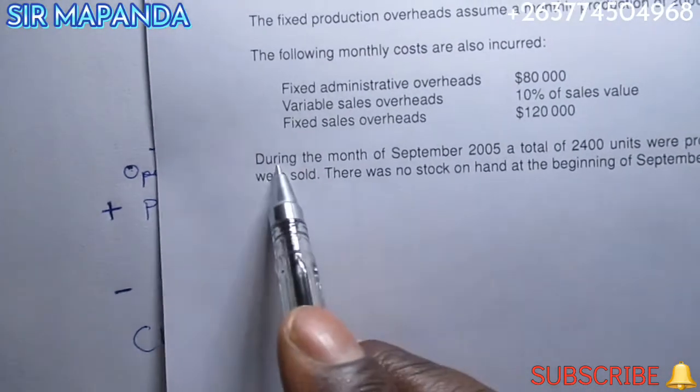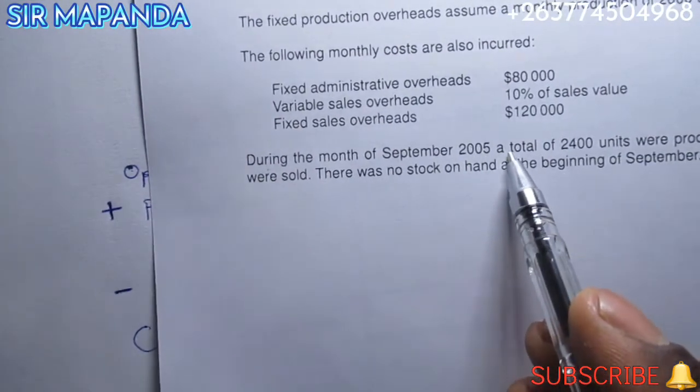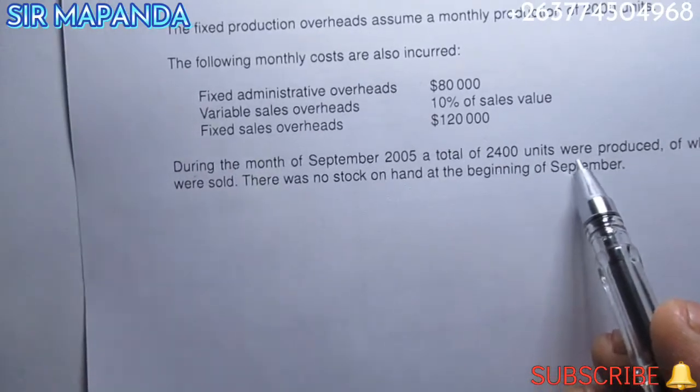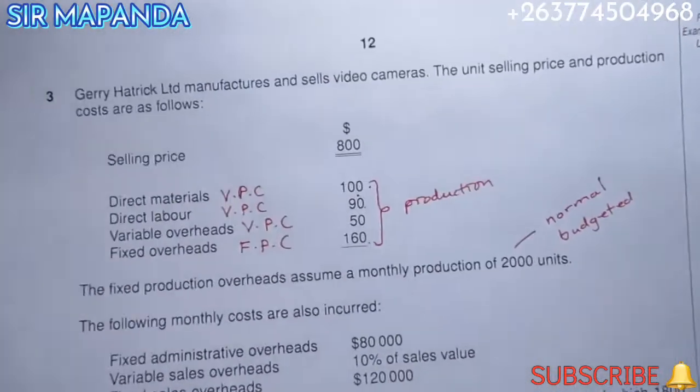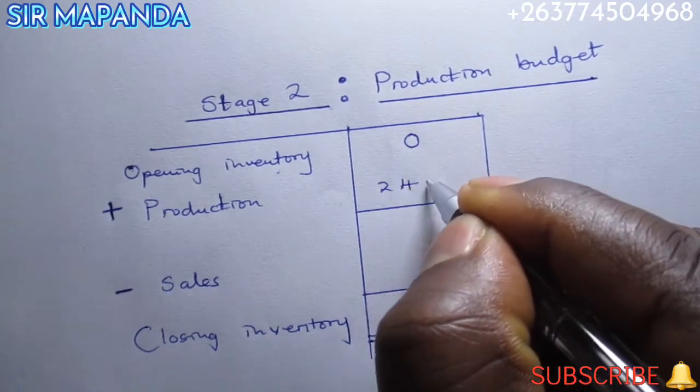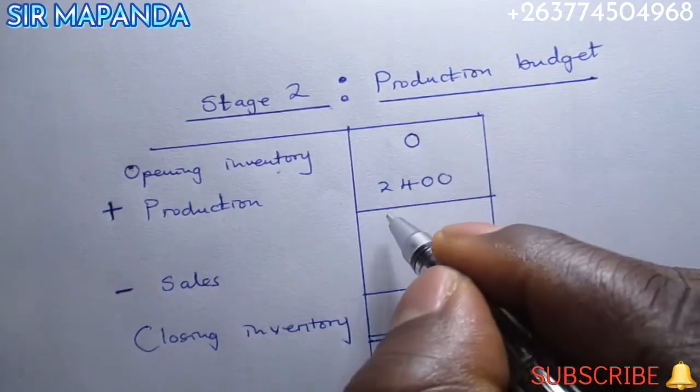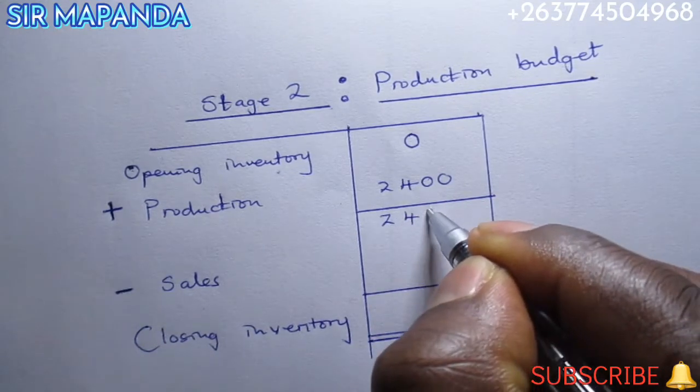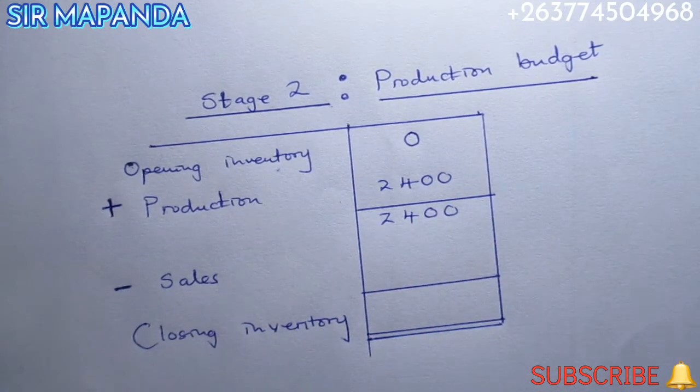Right, here is the statement. During the month of September 2005, a total of 2,400 units were produced. So I'm going to put 2,400 on production, add it with the 0. You get 2,400. I hope you are following, class.